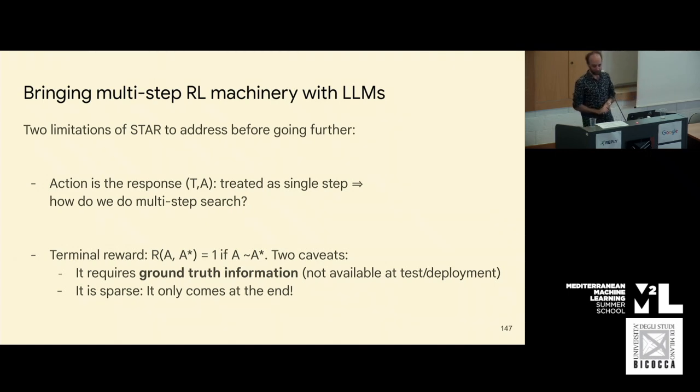The second one is that the terminal reward, as I said, requires the ground truth information. It is not available at test or deployment time. And another problem from an RL learning perspective is that it comes at the very end. These problems are short, but if it was a long problem, I'm going to do a lot of calculations and lots of thinking. And at the end, I come up with an answer and you just tell me, no, it's wrong, but I don't know why. I don't have any credit assignment about what I did early that was wrong. So this is not a very dense learning signal, which makes it hard to learn for long traces, which should be more commonly associated with the hard problems that are the ones we really want.